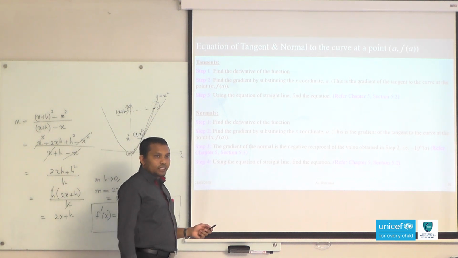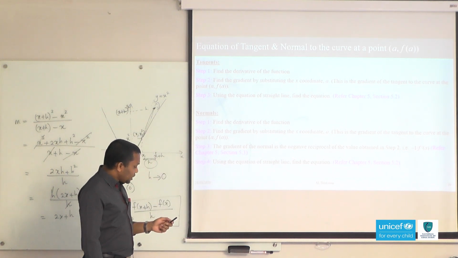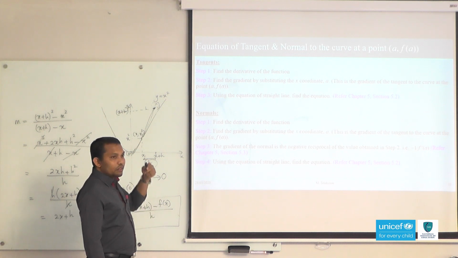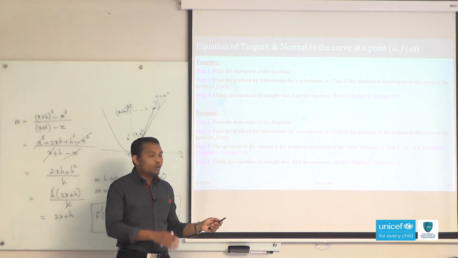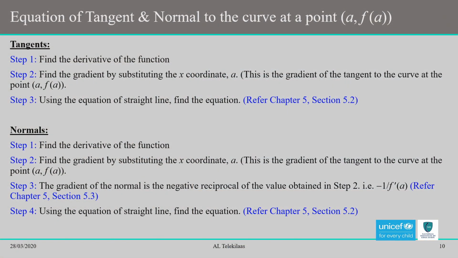To find the equation of the tangent or the normal, there are a few steps that we can follow. First, we find the derivative of the function. Second, we find the gradient of the tangent at that point in both cases. Now, if it is a normal, we also need to find the gradient of the normal. For that, we can use the properties of perpendicular lines. And then we can use the equation of a straight line that we covered in chapter 5, section 5.2 to get the equation of the tangent or the equation of the normal.